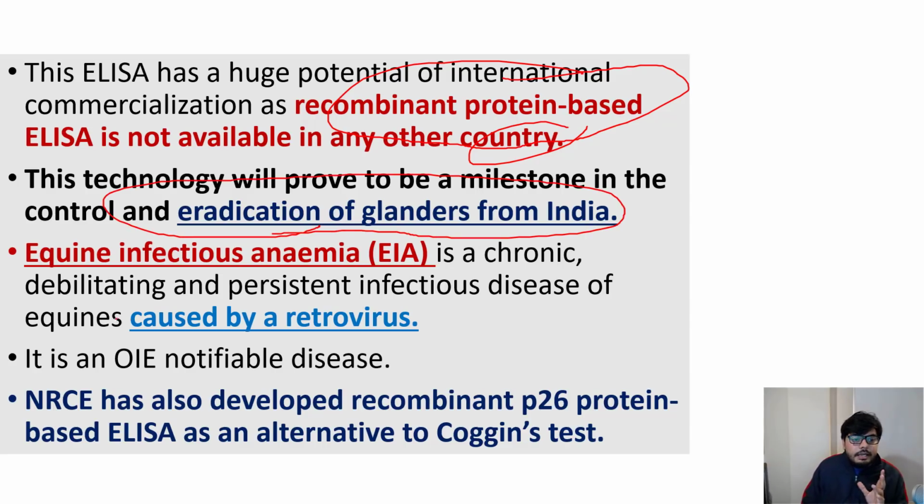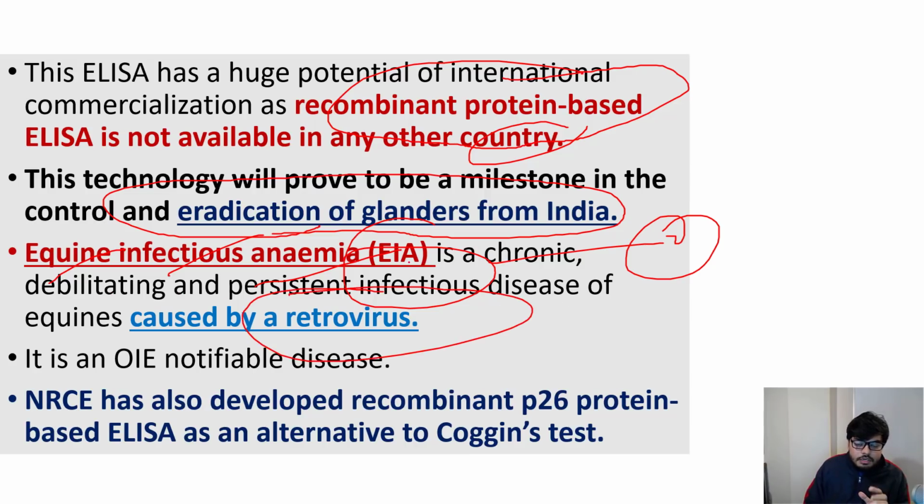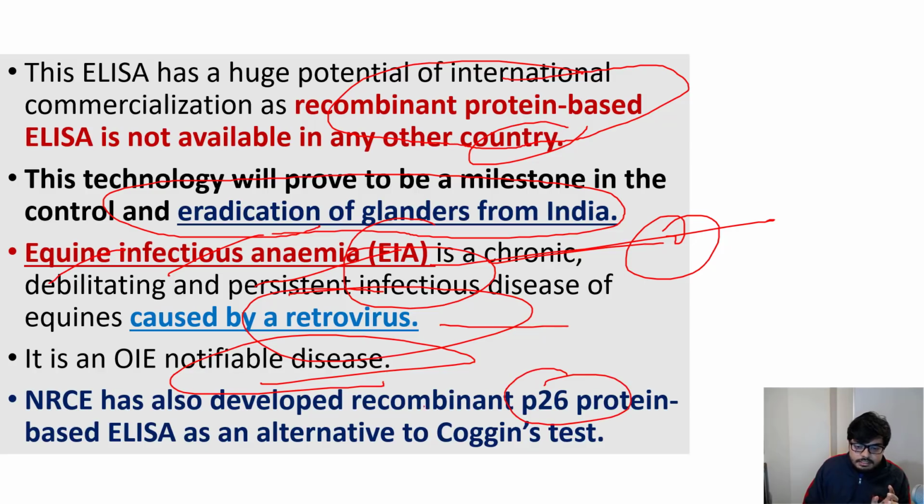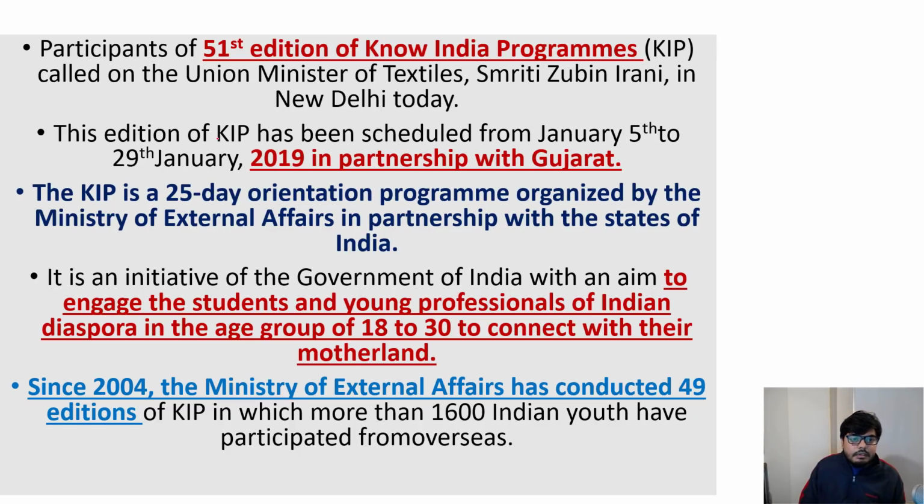So that's the thing. And the next disease, the second disease, is equine infectious anemia, EIA. It's a chronic, debilitating and persistent infectious disease of equines caused by a retrovirus. So EIA involves anemia, severe blood loss, and it is caused by a retrovirus, not by bacteria. Glanders is caused by bacteria. It's again a notifiable disease, and NRCE has also developed a recombinant P26 protein based ELISA kit for this disease. So both these diseases are covered by NRCE, an important institution of India, and that's all about it.